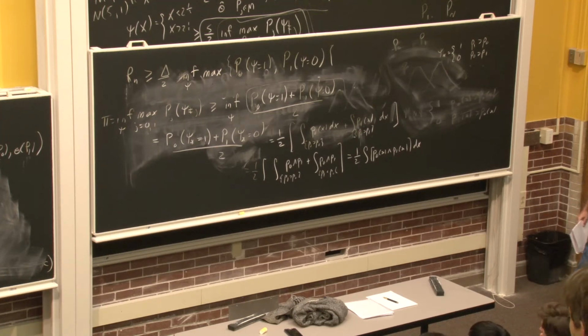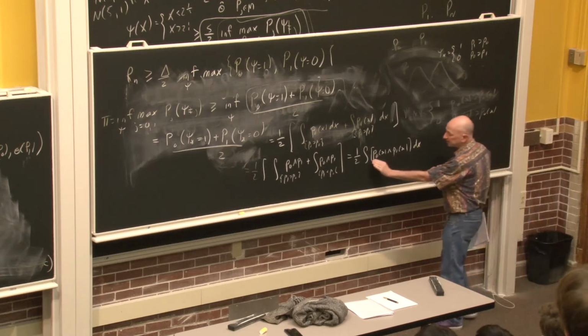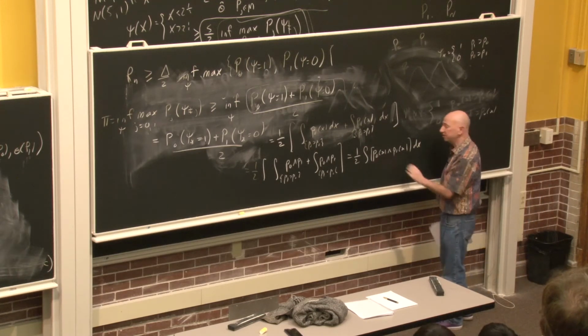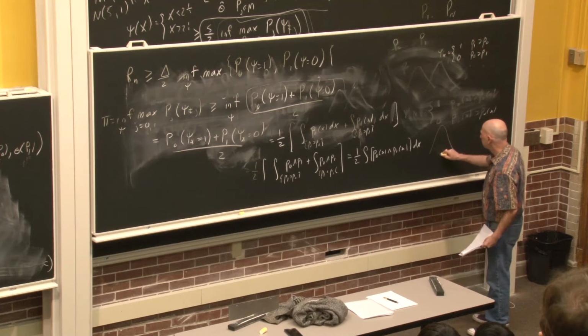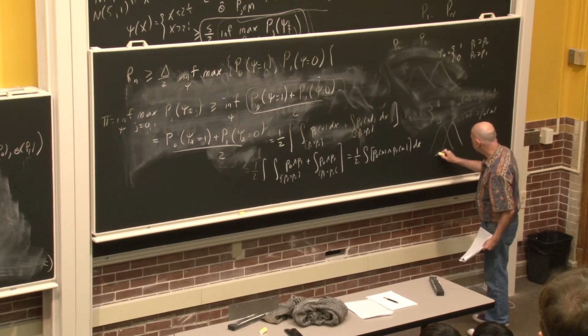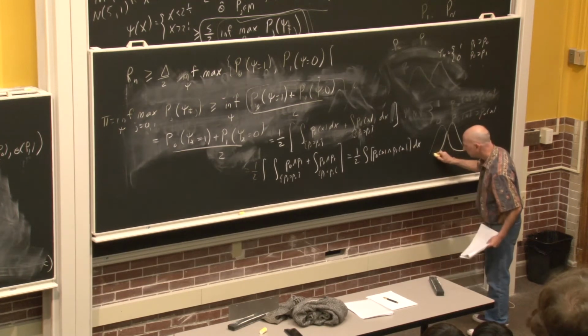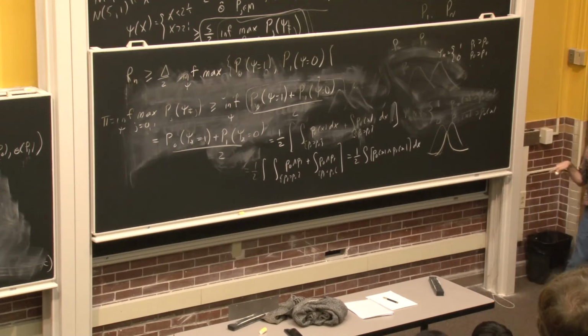So now we actually have something you could compute. If you give me two densities, you could actually compute this. You just take the two densities, you take the minimum, so that would look like this, and you integrate it. And that's something in a lot of cases you could just compute by brute force.